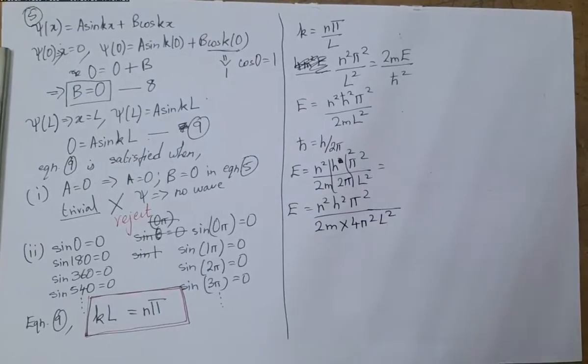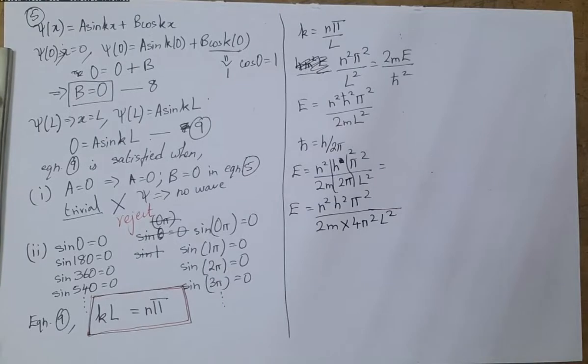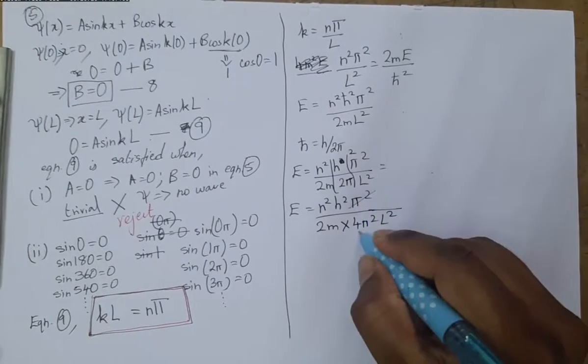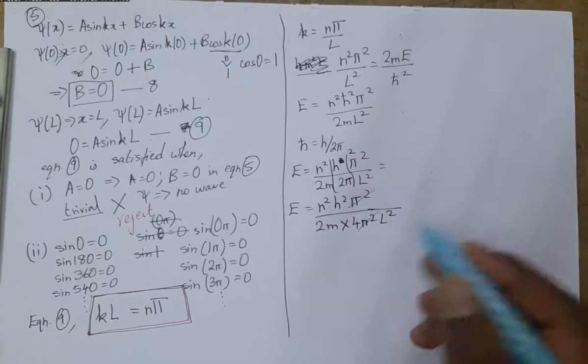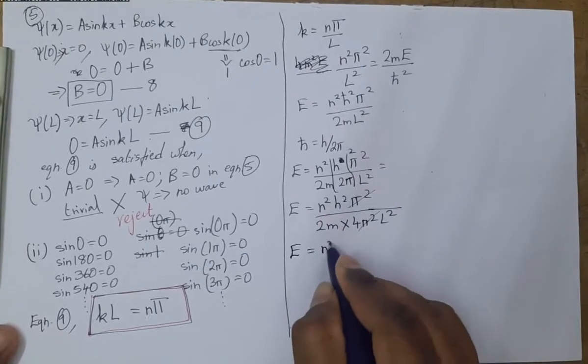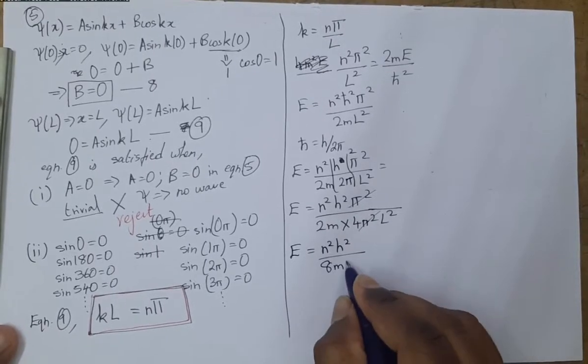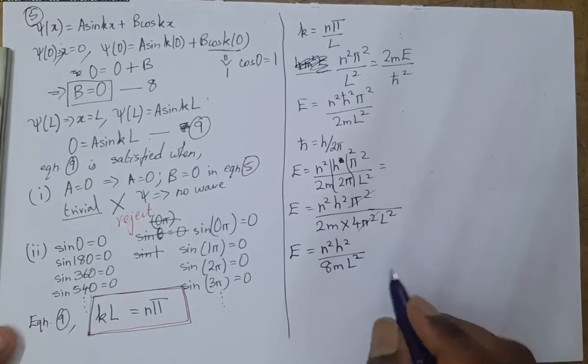So this pi square and pi square will cancel. You will end up with the equation E equal to n square h square by 8m L square.